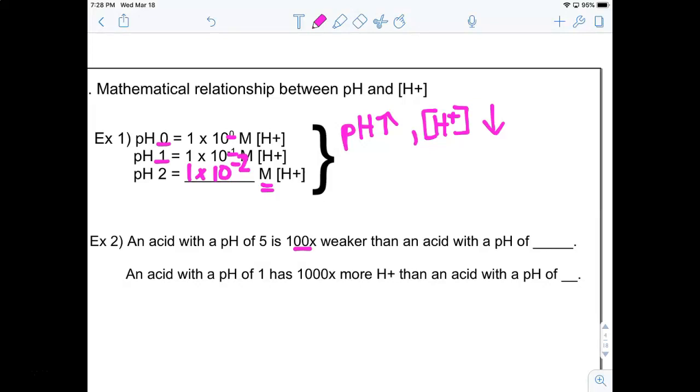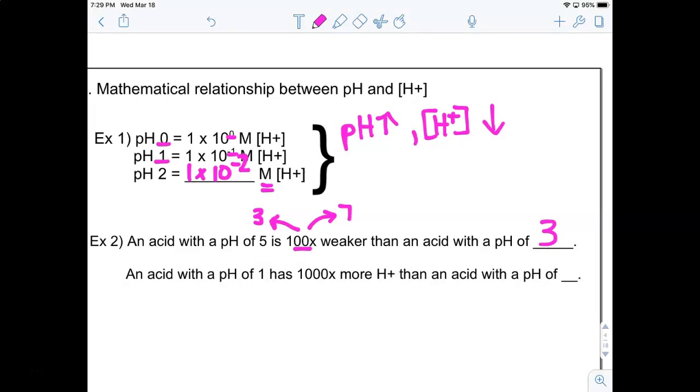So let's look at example 2. An acid with a pH of 5 is 100 times weaker. So 100 times means I need to jump 2 spots. I either need to go down to 3 or I need to go up to 7. So if 5 is weaker, then you want to look for the stronger acid. Which one's a stronger acid, a pH of 3 or a pH of 7? Yeah, pH of 3. If you said 7, you're lucky I didn't hear you.